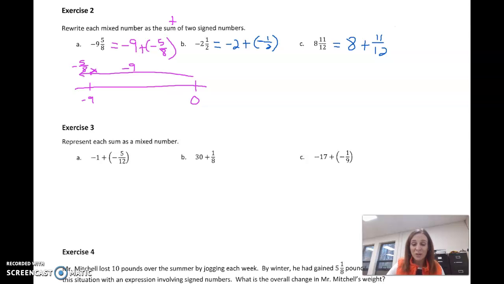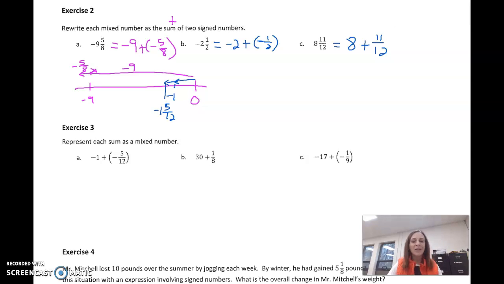We can go the other way too. Don't freak out when you see something like this. Oh man, I've got to add a negative 1. I got to find a common denominator. No, they're both negative. So if I just pretended here, I'd go down to negative 1 and then I go down 5/12. And I'd end up where? At a negative 1 and 5/12. They're both negative, so you can just put them together.